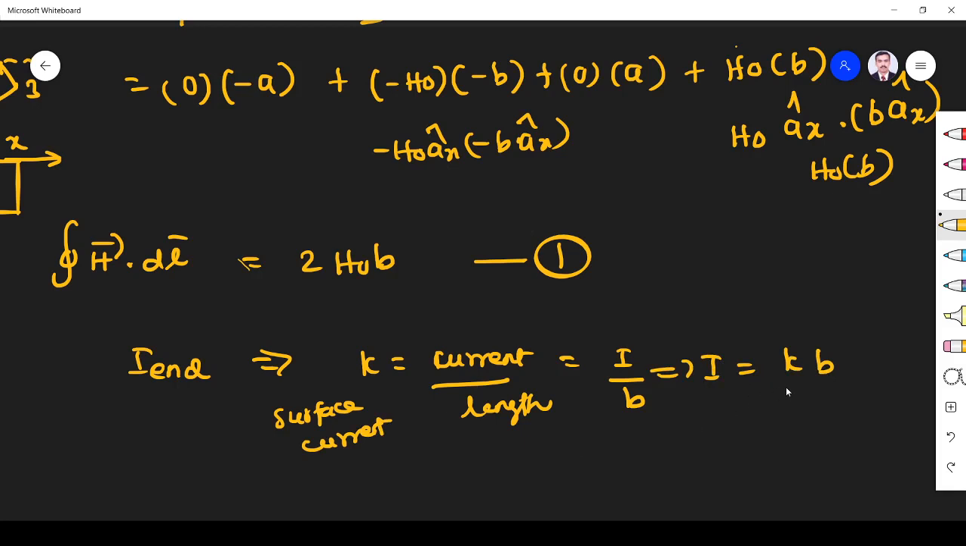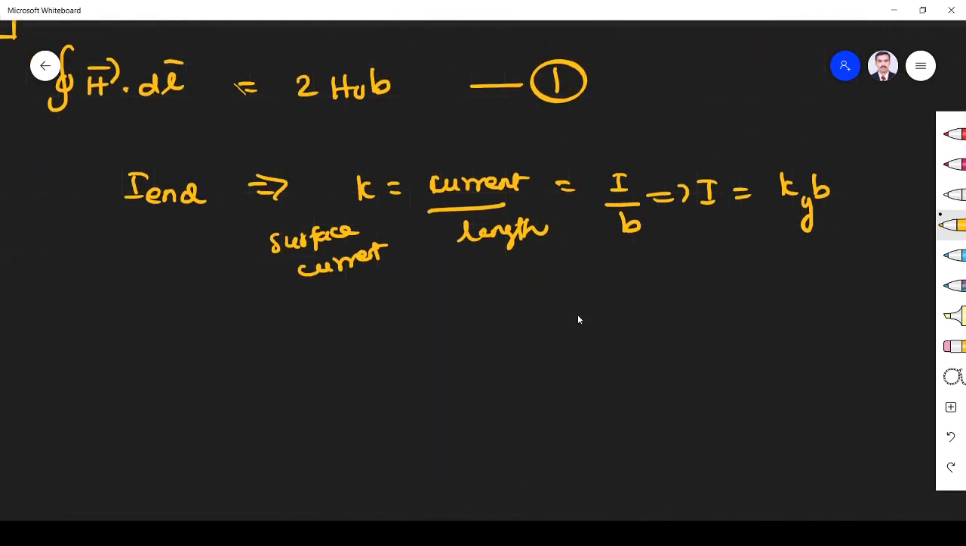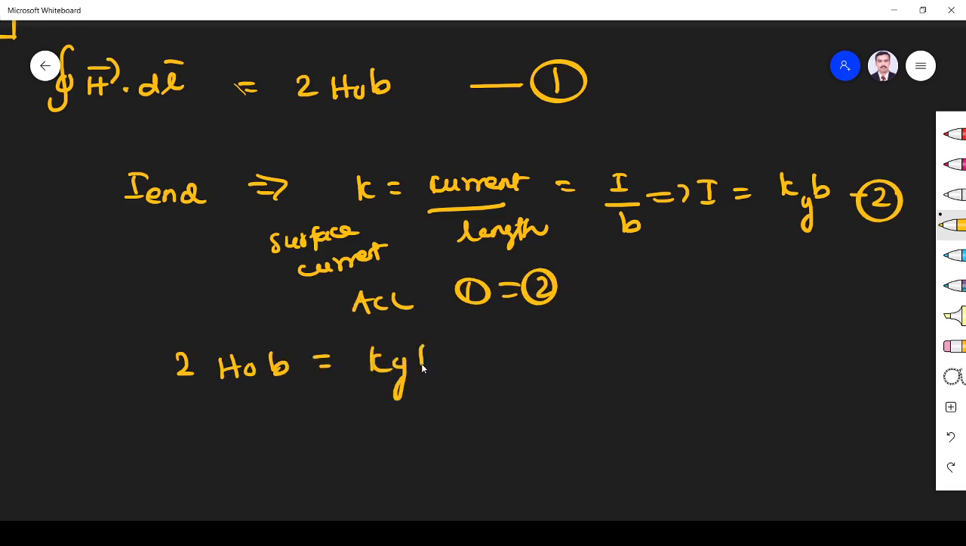Fine. So K, which direction? In the y direction it is flowing. So I is equal to Ky b. Now as per Ampere circuital law, H dot dl is equal to I enclosed. We have to equate equation 1 and 2 as per Ampere circuital law. So H dot dl is equal to 2 H naught b. I enclosed is Ky b. So b, b cancel. This implies H naught is equal to 1 by 2 Ky.